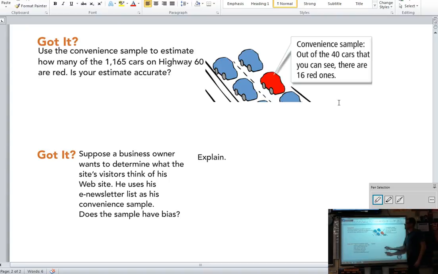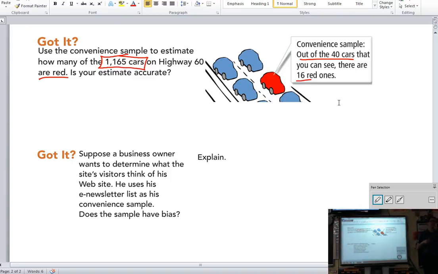So how many of these cars would we predict are red? We go out and stand there, and we don't want to be there all day, so we pick the first 40 cars that we see. We keep track: 1, what color is it? 2, what color is it? 3, what color is it? And we see that there are 16 red ones.